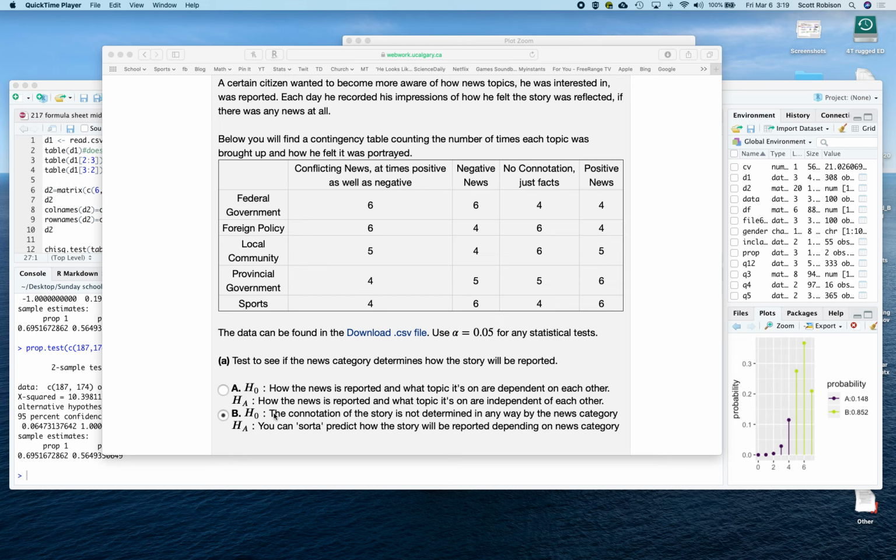So the null hypothesis should be that the two categories, which is how the news is reported and what kind of news it is, have nothing to do with each other. They are independent features, and the alternative hypothesis is that they are dependent on each other. There is some sort of relationship between the two.